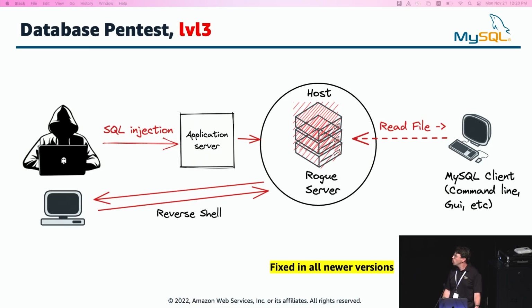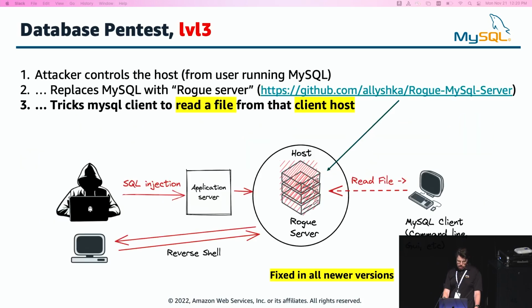So there is a very old known vulnerability in the MySQL client protocol, which allowed reading arbitrary files. The way it works is that our rogue server can actually trick the MySQL client to request an arbitrary file from the client. So again, we control this box, we control the operating system, we can replace our MySQL server with the rogue server.